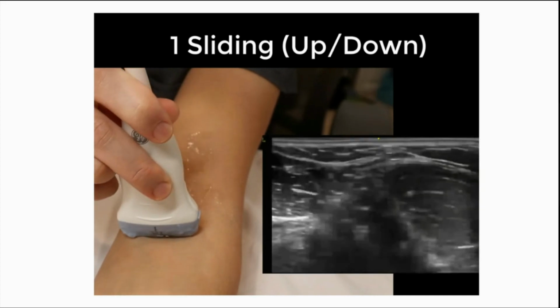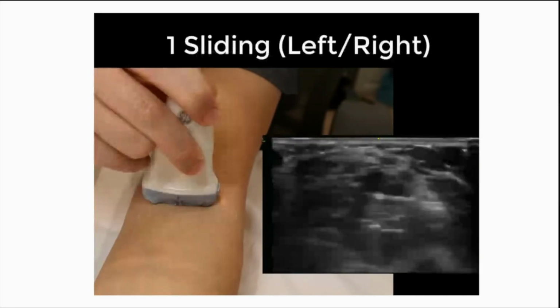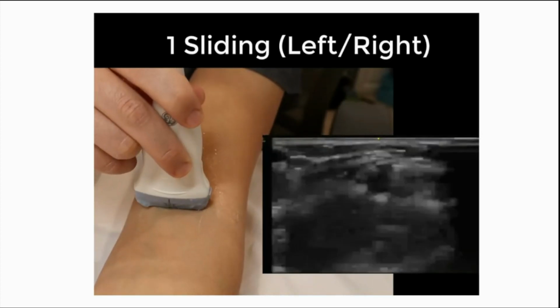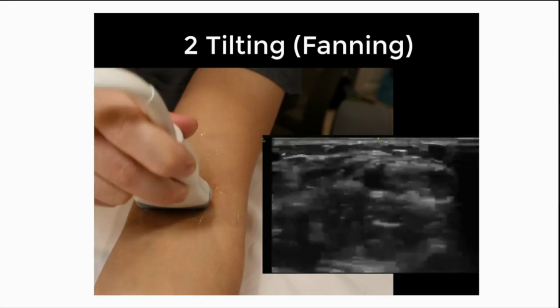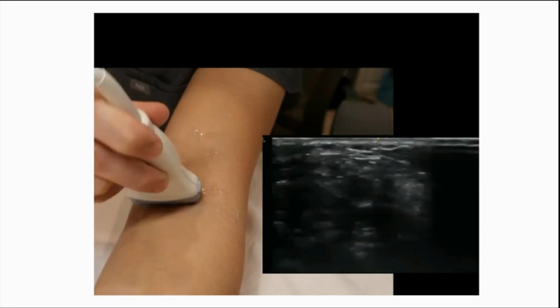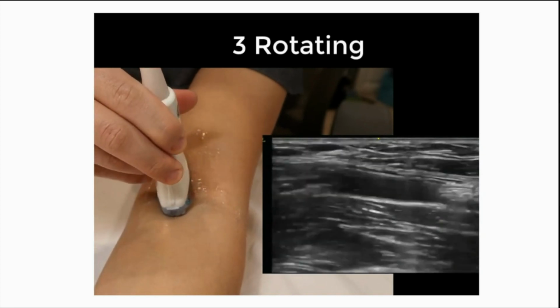First, we have sliding, which is basically the motion along the long axis across the body tissues, either to the left or to the right, or up and down, without changing the angle of inclination and keeping it at 90 degrees. Next, we have fanning or tilting, which is the motion around the short axis across a fixed part of the body, but keeping away the angle of inclination from 90.